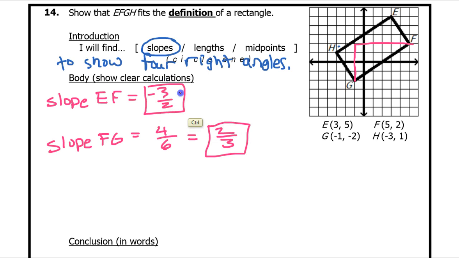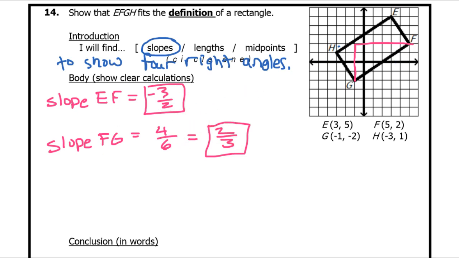Okay, notice these are opposite and reciprocal. Reciprocal because 3 over 2 and then 2 over 3. That's reciprocal. Opposite because the first one's negative and the second one's positive. So that means these are perpendicular. All right, just like we thought.